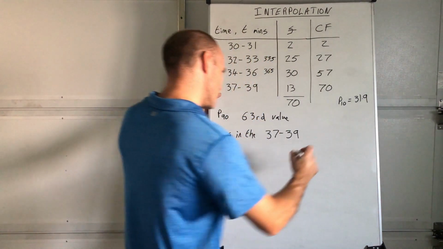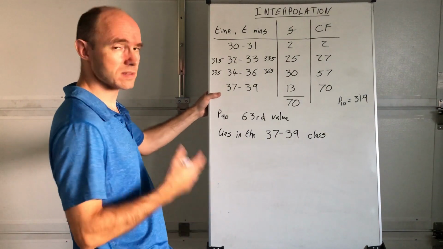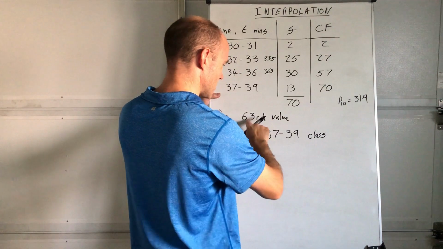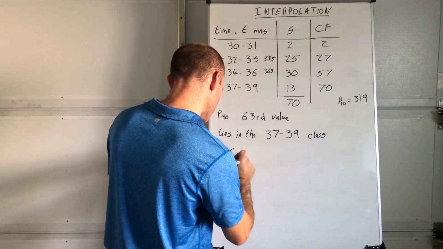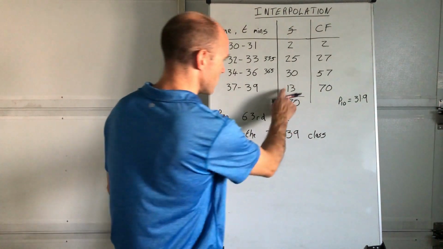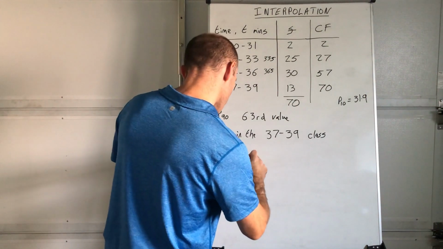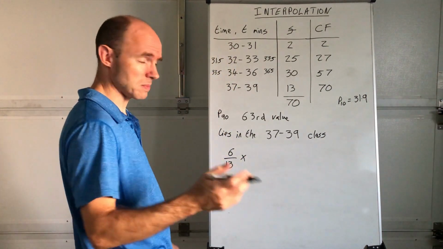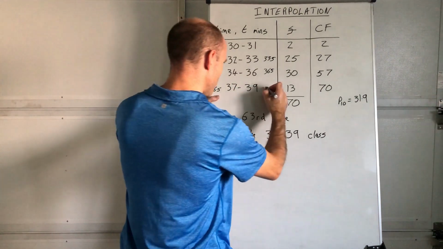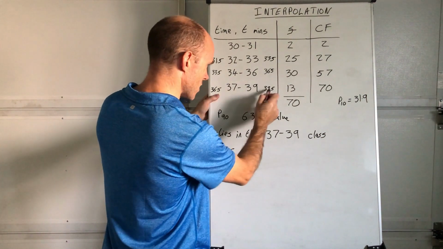37 to 39 class, okay. How much into that class does it lie? It lies 6 values into it, so 57, add on 6, makes 63rd. So 6 values into that class interval. How many values are in that class? It's 13. So 6/13ths into that class. What's the class width going to be? It's going to be 3. So just check: lower boundary, 36.5. Upper boundary, 39.5. 36.5 to 39.5 is 3.